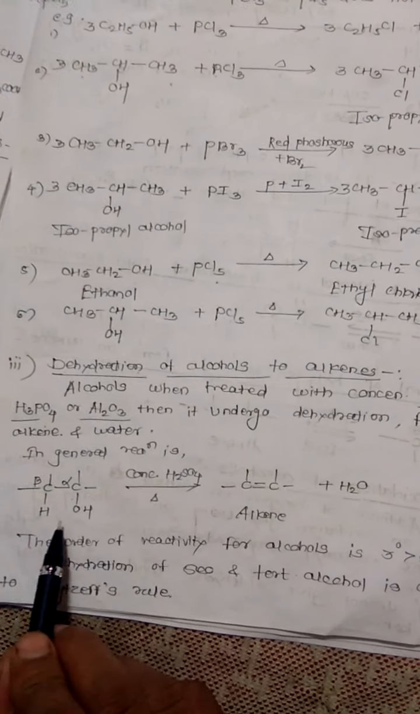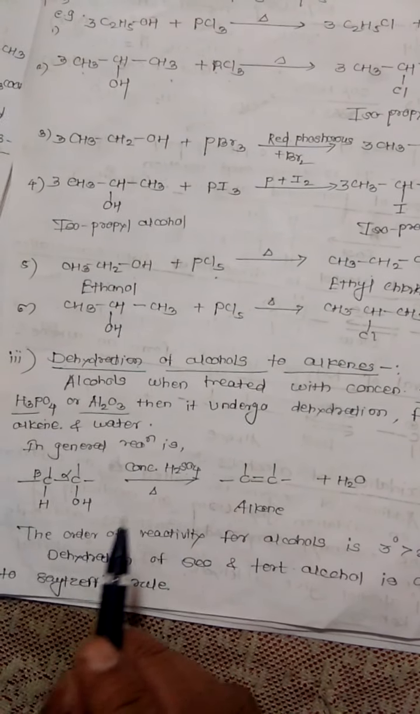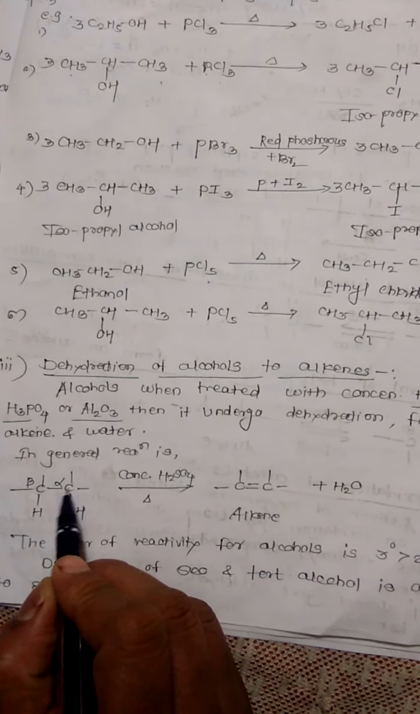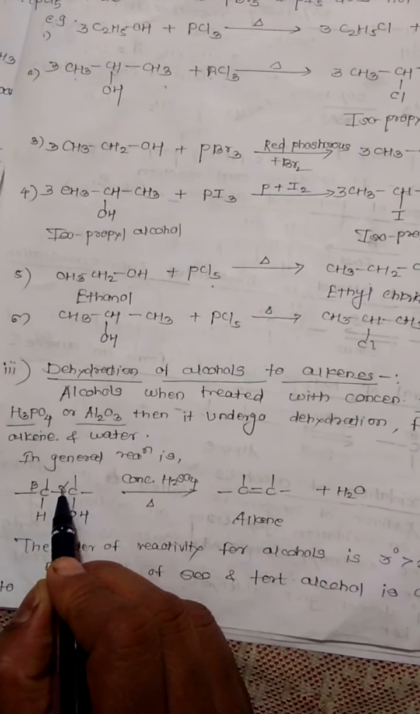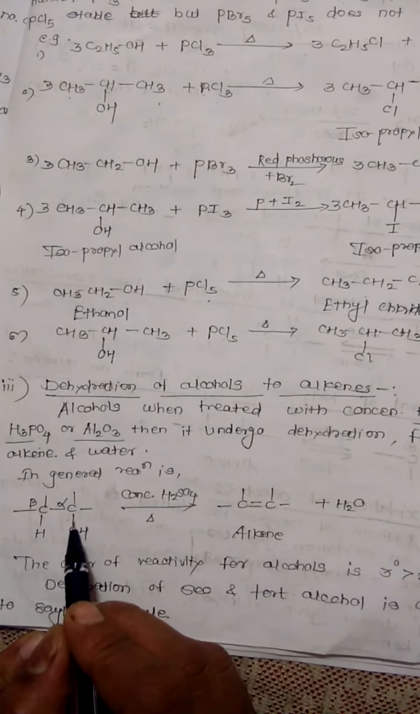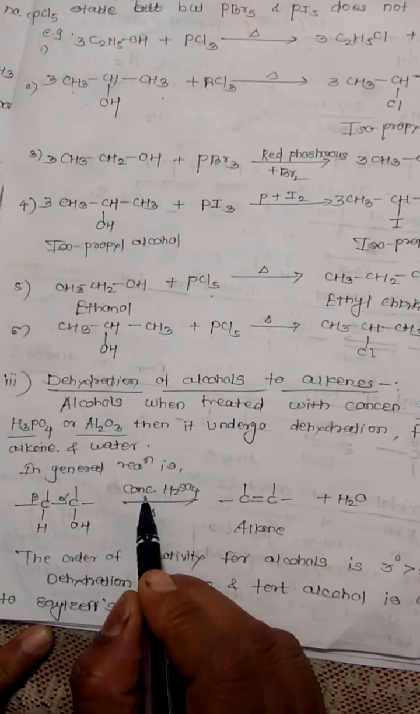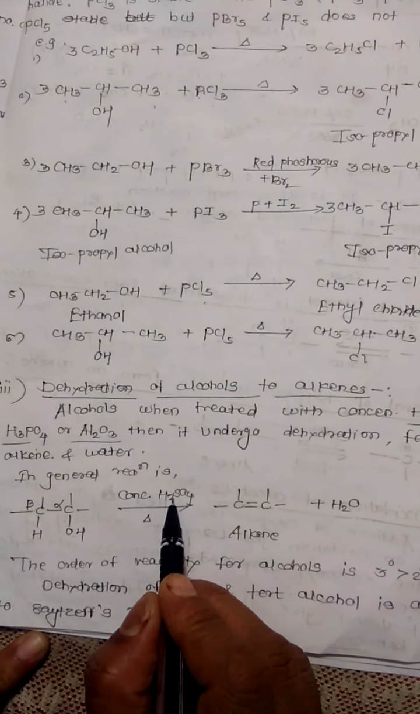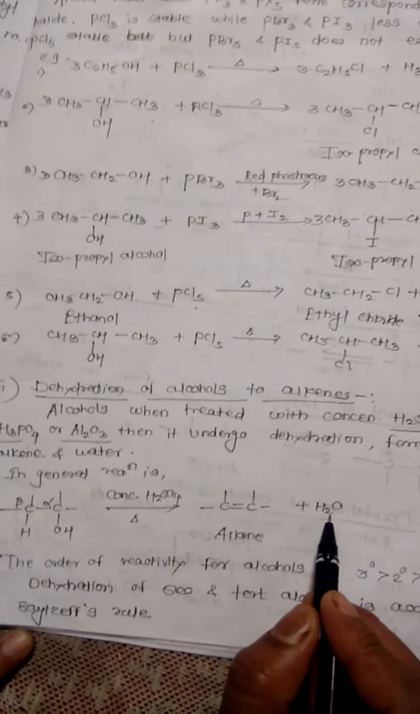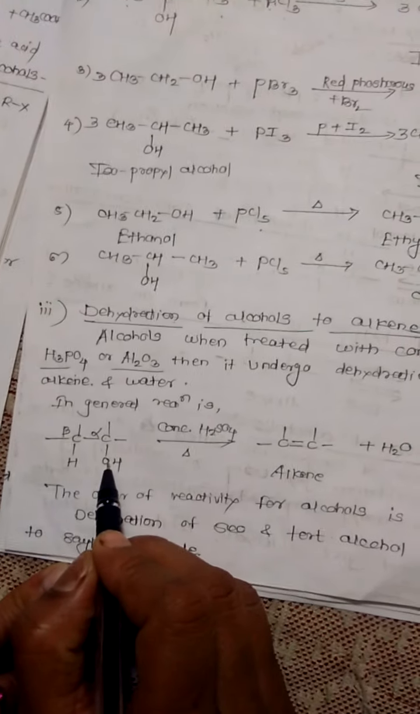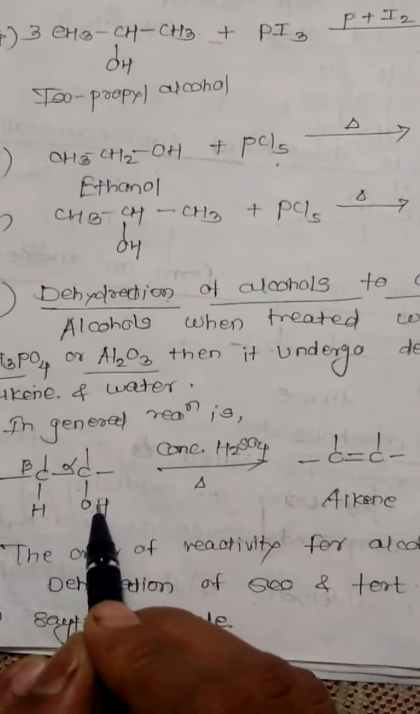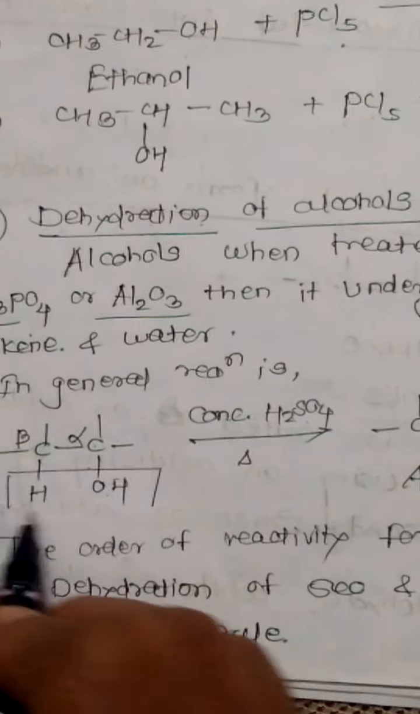See the general reaction. This is an example of an alcohol, in which the OH group is attached to a carbon. This carbon is alpha, and the next carbon behind it is known as beta. When such an alcohol is treated with a dehydrating agent, concentrated H2SO4, it forms an alkene by removing H2O. How is the alkene formed? OH from the alpha carbon and H from the beta carbon, these two are removed, which forms H2O.